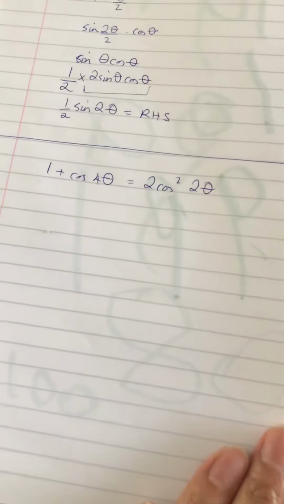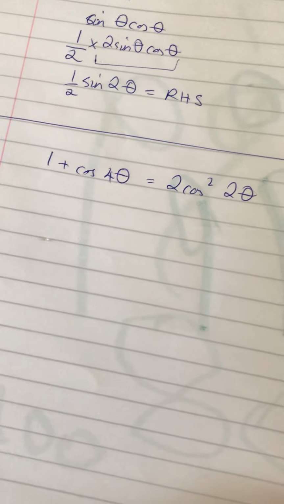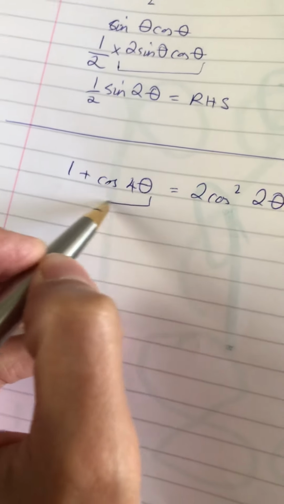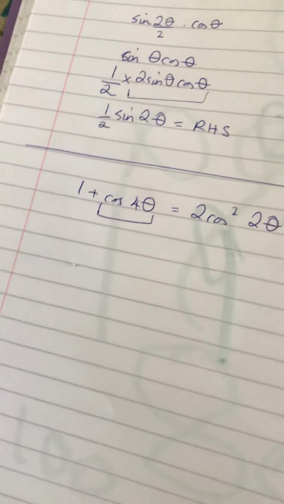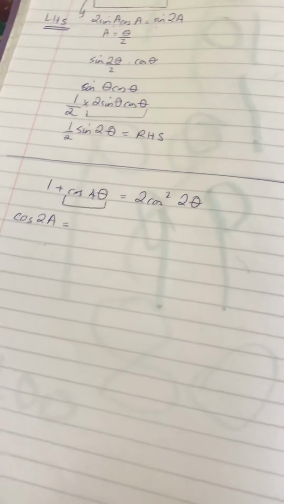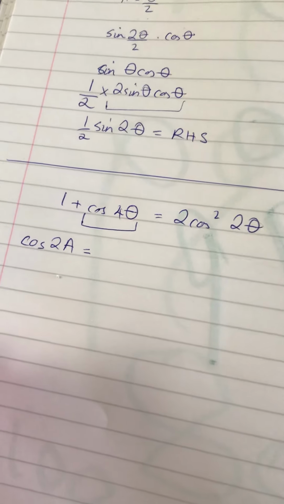All right, let's have a look at the next one. I have got 1 plus cos 4 theta is 2 cos squared 2 theta. Okay, so I'm going to pick a side. Which side am I going to pick? To be honest, it doesn't really matter on this one. I think I'm going to go crazy and pick this side here. And I'm going to use the cos 2A identity. Now, there are 3 different ways of writing cos 2A. There's cos squared minus sine squared, there's 2 cos squared minus 1, and there's 1 minus 2 sine squared.